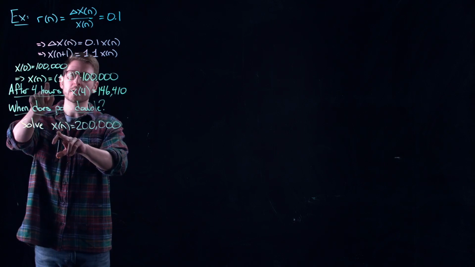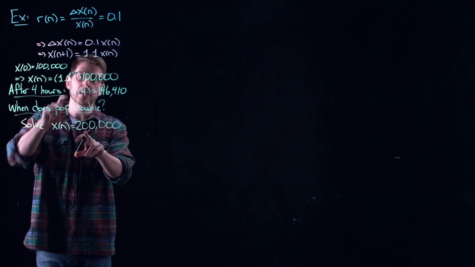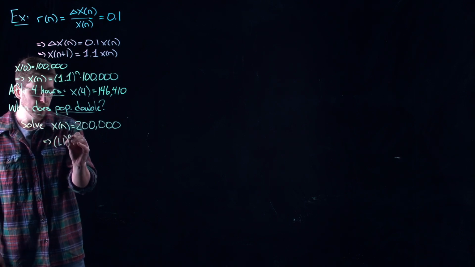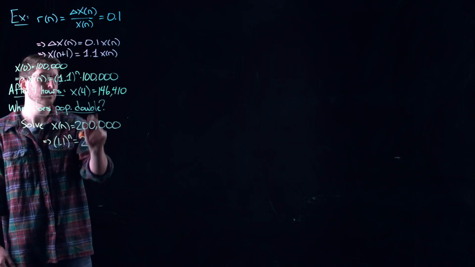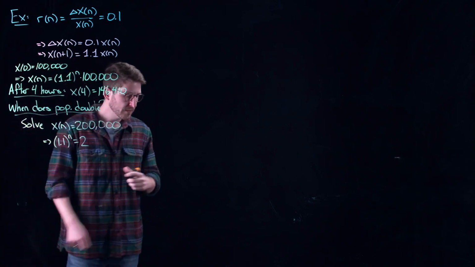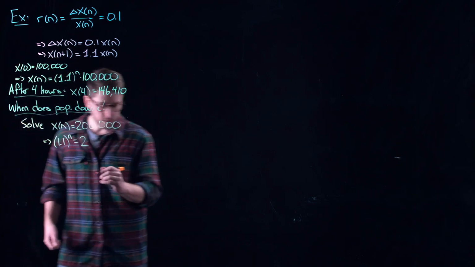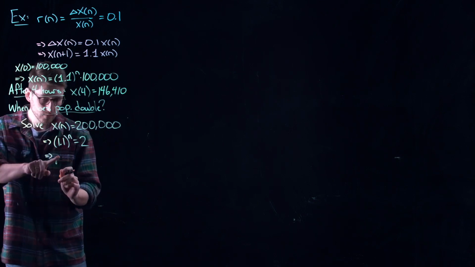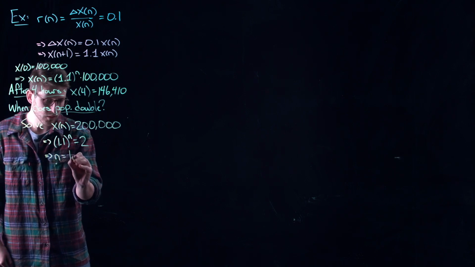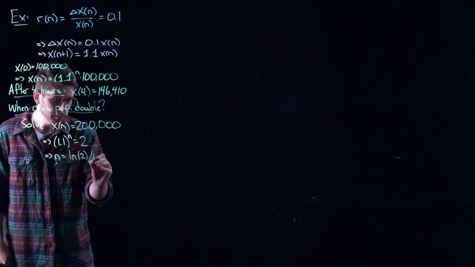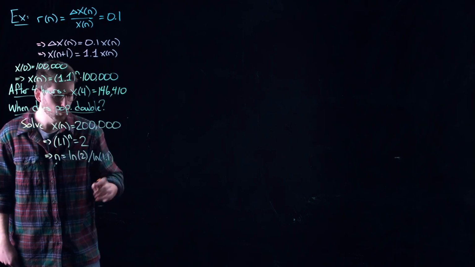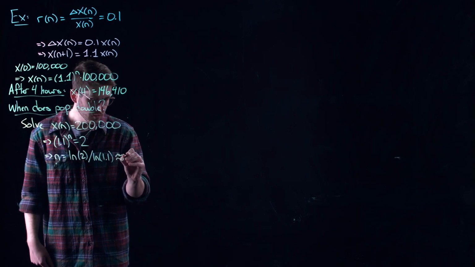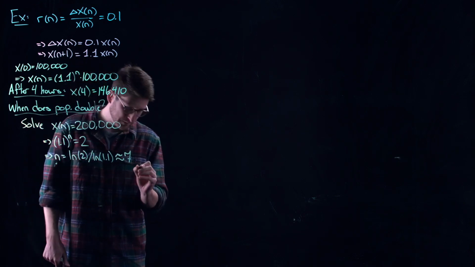And so essentially, I'm going to take this equation right here. I'm going to set it equal to 200,000. This is the same as taking 1.1 to the n is equal to 2. That's all I did was divide off the 100,000 here. Now it's really just a little bit of fun with logarithms. This gives you that n is equal to the natural logarithm of 2 divided by the natural logarithm of 1.1. And in this case, this is somewhere around 7.27.